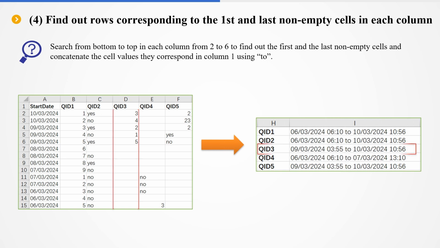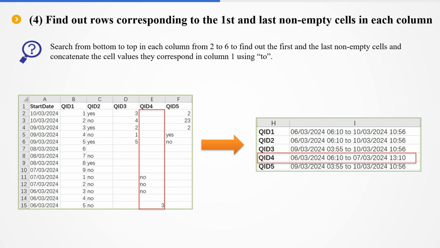For example, in column QID 3, the first non-empty cell is 5, corresponding to the date September 3, 2024, and the last non-empty cell is 3, corresponding to the date October 3, 2024. So the 2 corresponding date values will be returned. In column QID 4, the first non-empty cell is 3, corresponding to the date June 3, 2024, and the last non-empty cell is no, corresponding to the date July 3, 2024. So the date values June 3, 2024 to July 3, 2024 will be returned.